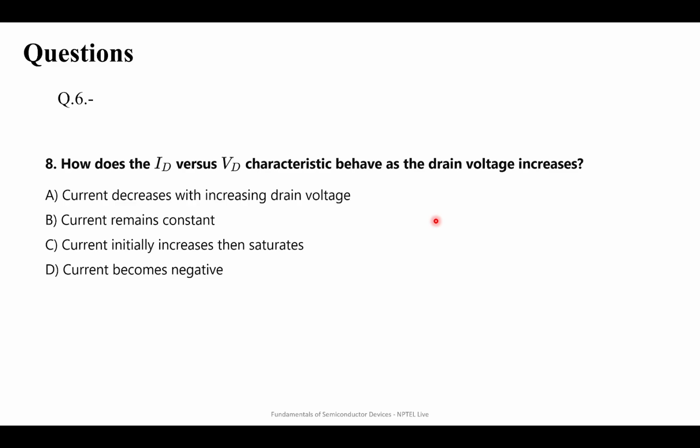How does the ID versus VD characteristic behave as the drain voltage increases? Current decreases with increasing drain voltage. Current remains constant. Current initially increases, then saturates. Current becomes negative. C, sir. Initially increases, then saturates. That is right. The answer would be current initially increases and then saturates.